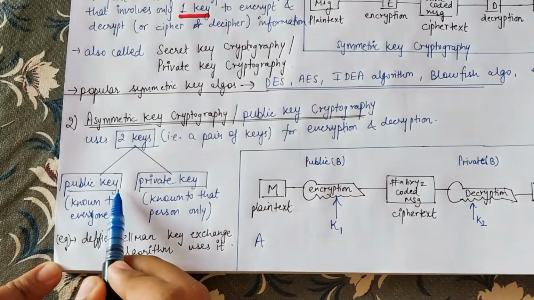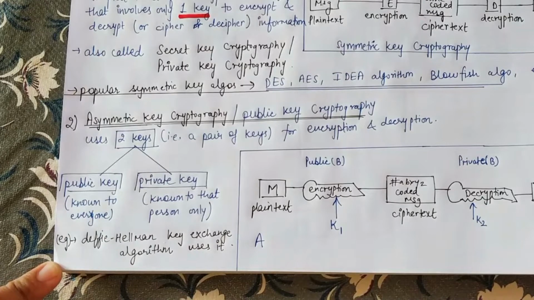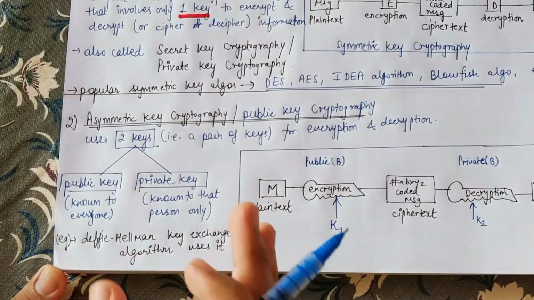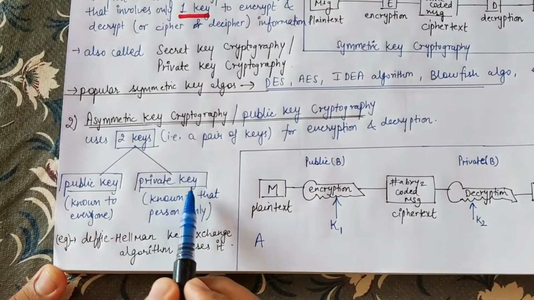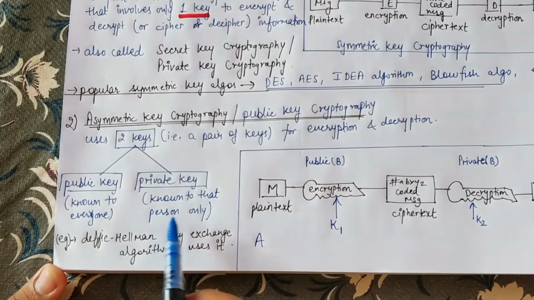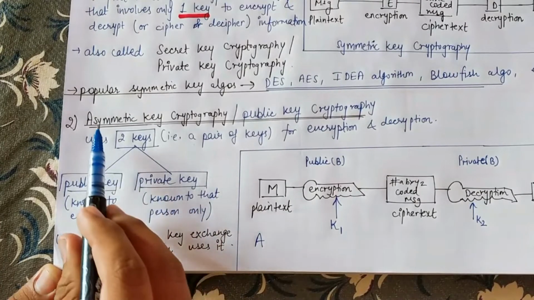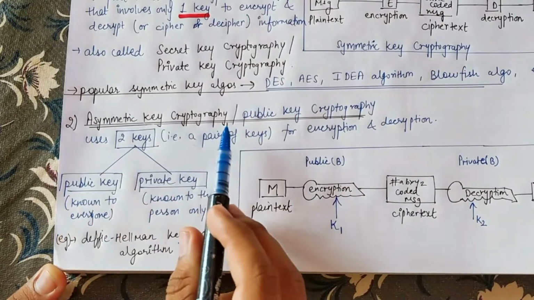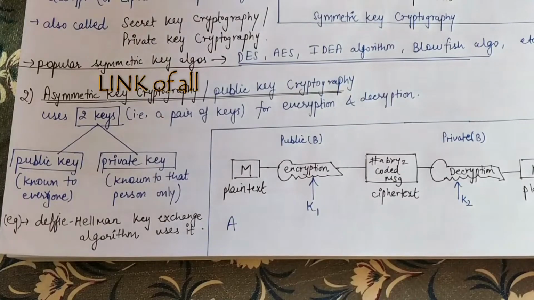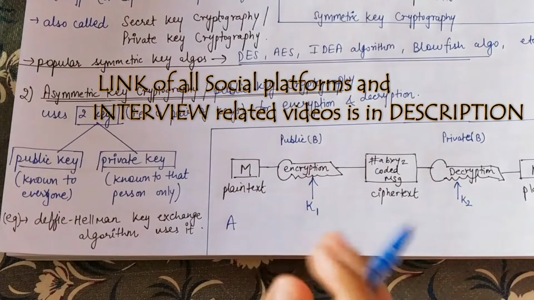The public key will be known to everybody, to me, and to each and every friend of yours in the organization and everyone. And the private key will only be known to you. So it is known to that particular person only. These are the two keys which will be used in the asymmetric key cryptography technique, which we call public key cryptography.